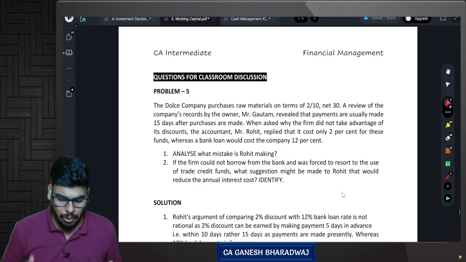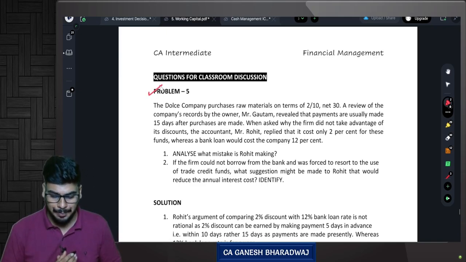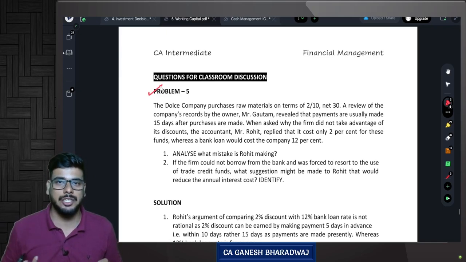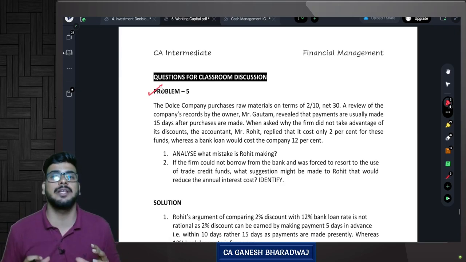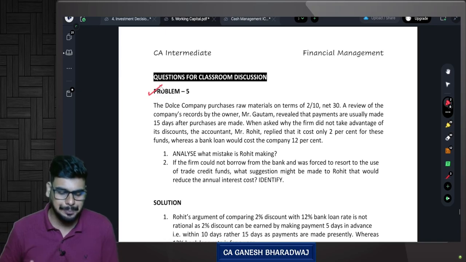This is one very good sum given in the institute study material that we are going to solve right now. So please pay attention to this. Now many students do not understand this question itself. So first let me read the question and explain to you what is the decision that we need to take.